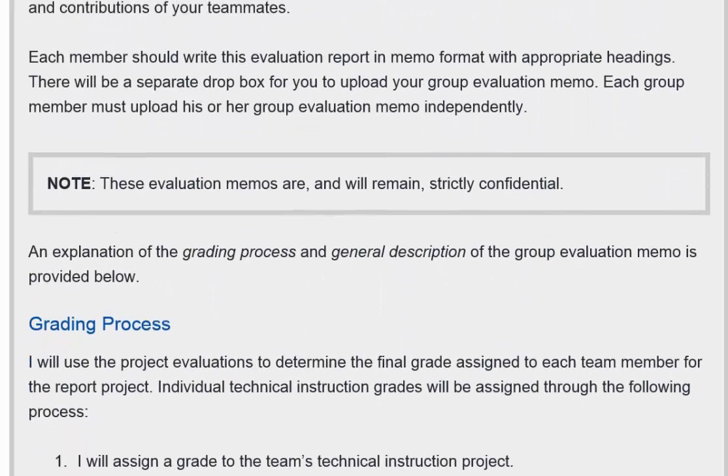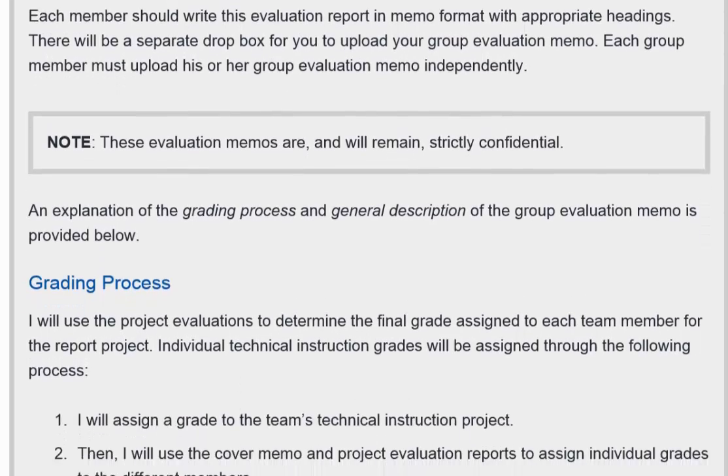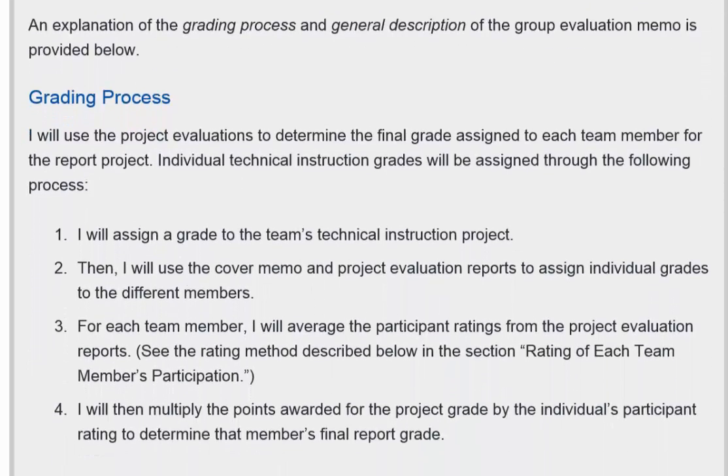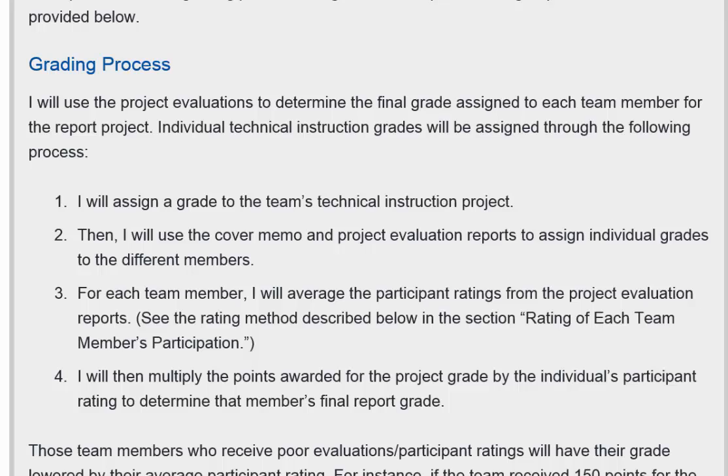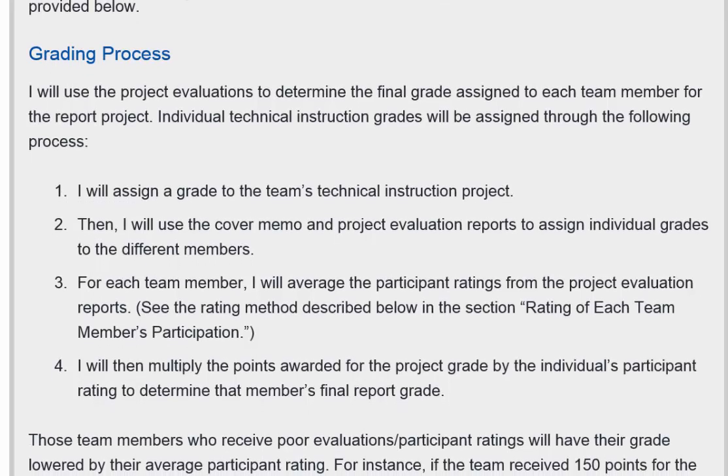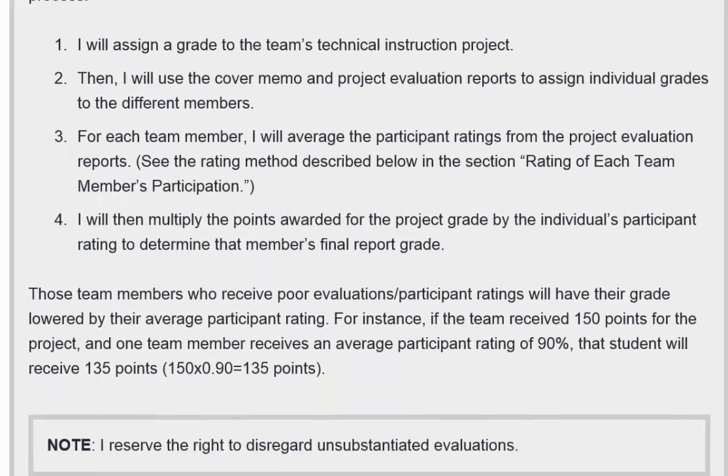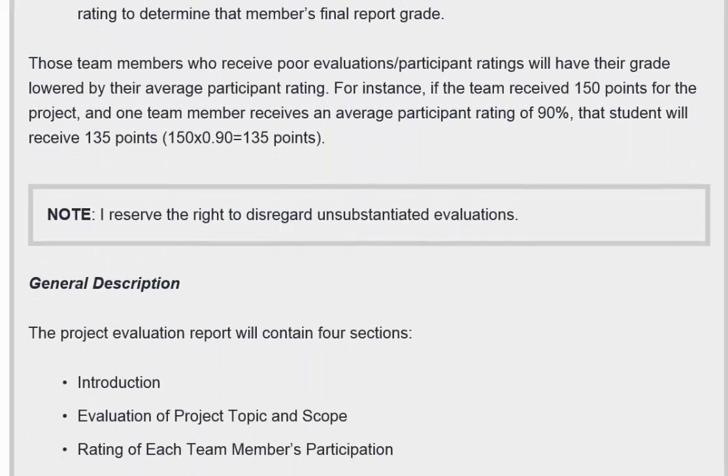There are detailed instructions regarding the instructions themselves and the group evaluation memo in the assignment instructions. So please do read the assignment instructions themselves.